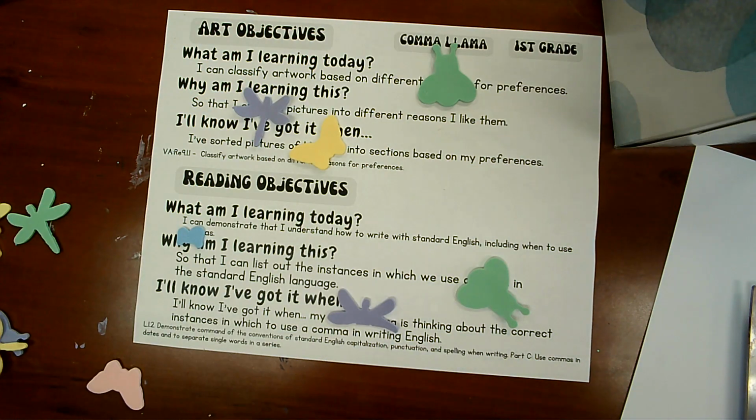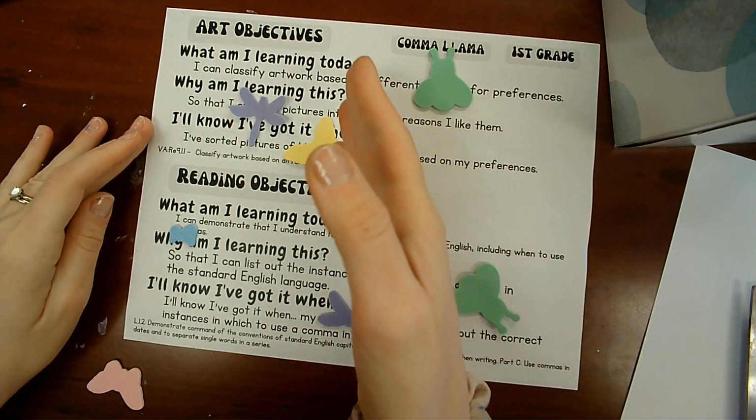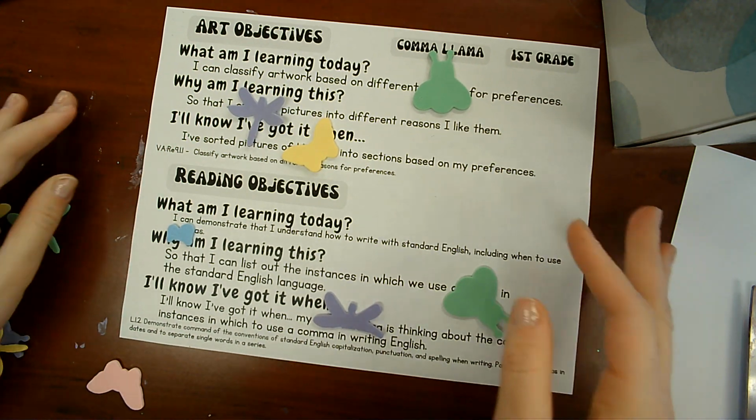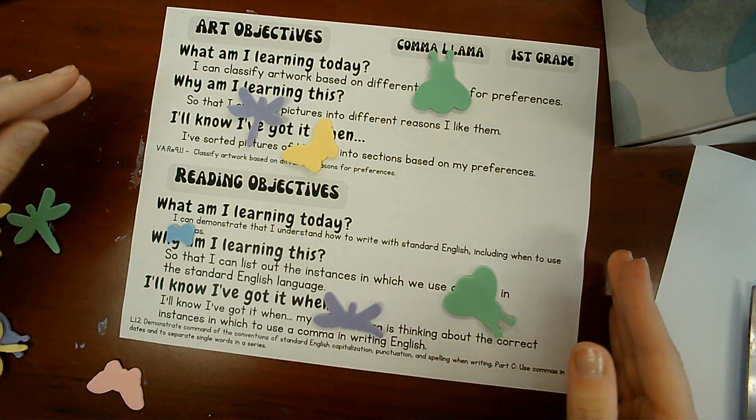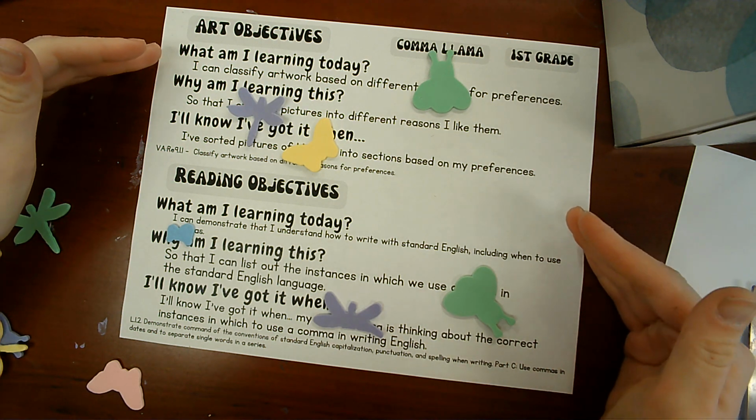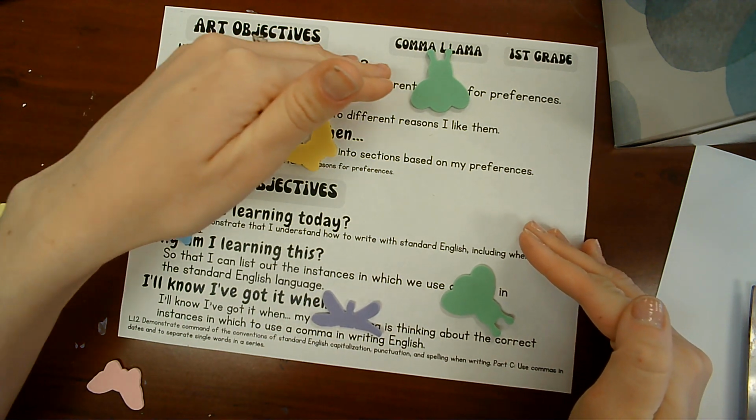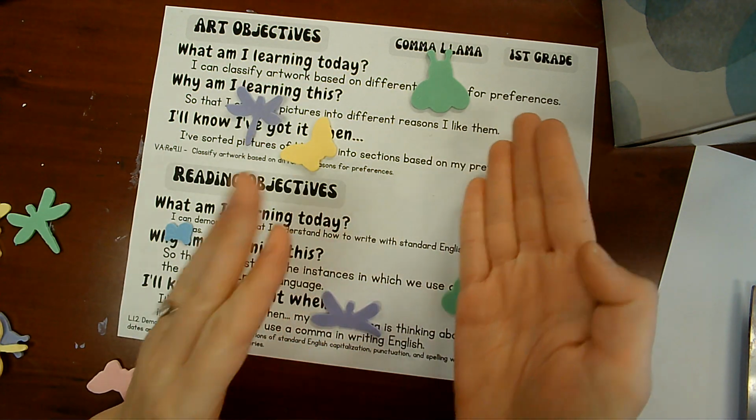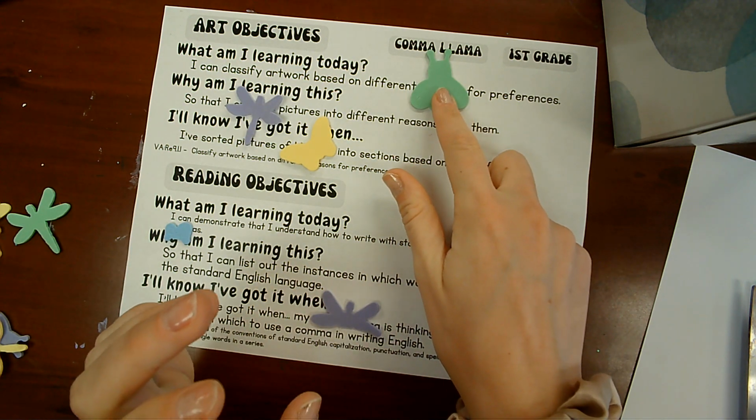Hello, art people. We are going to start working on our project for our Llama lesson. So before we get started, let's review our objectives. By the end of this lesson, for art, you're going to be able to classify artwork based on different what for preferences. Does anyone know? You just say it out loud if you know.